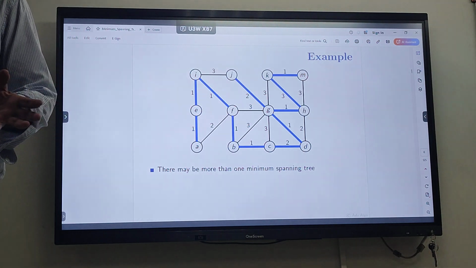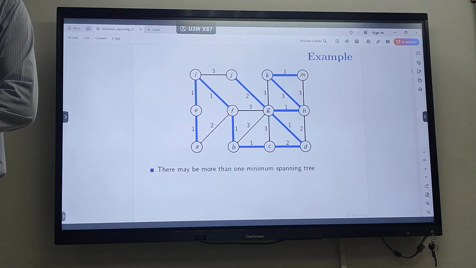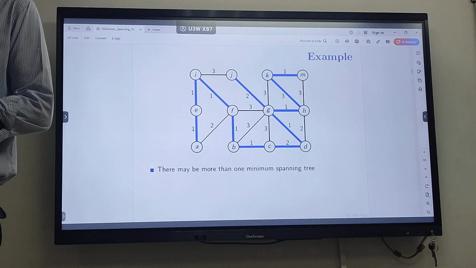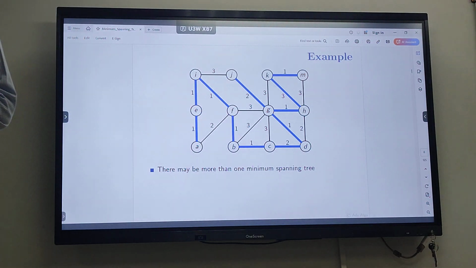There are many shortest path algorithms. We'll look at Dijkstra also. There are many others also. This is a different type and it has a different aim. So let's not think about it as what it is doing.